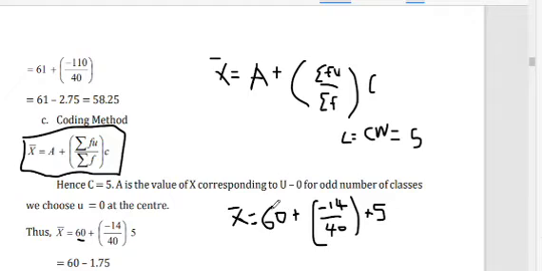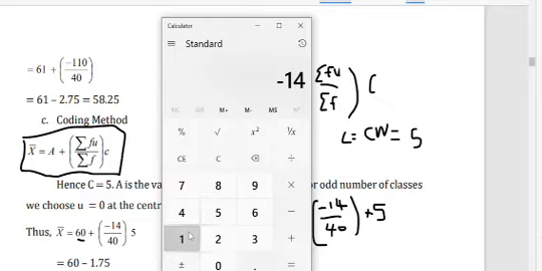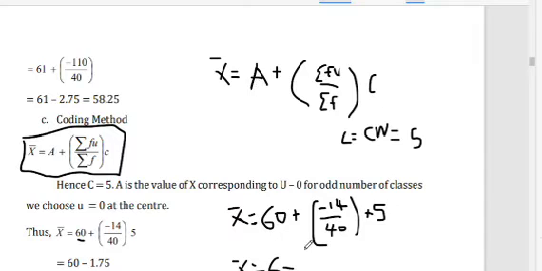So I'll just go and work this out. This is going to give us, so see, plus times minus is minus. So I have my mean is equal to 60 minus, so I'll do 14 divided by 40, then I'll multiply by 5. That's equal to 1.75. So I have minus 1.75.